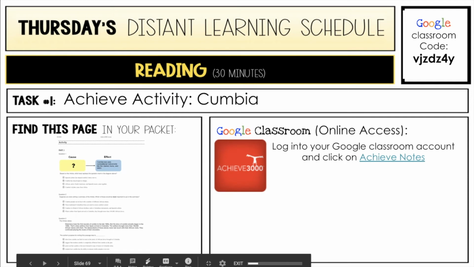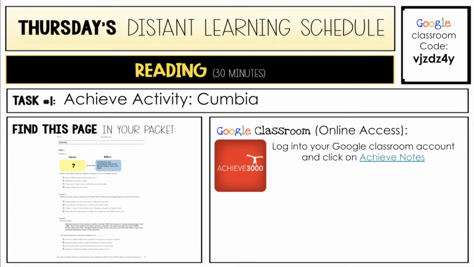We're on our Achieve activity today for Thursday. It's your second Achieve of the week, and it's on Cumbia. So you want to go back into your packet and go ahead and look for that cause and effect chart that kind of lets you know the direction you're going and where you are in your packet. I want you to annotate and make sure you're using notes if you have it on paper. If you're online, go ahead and click here and continue your notes online.